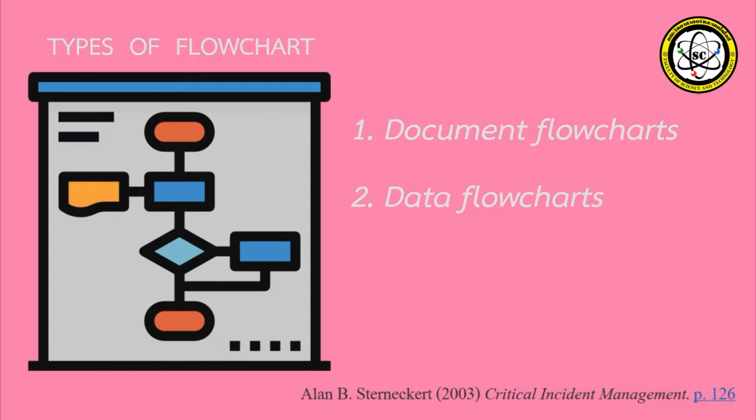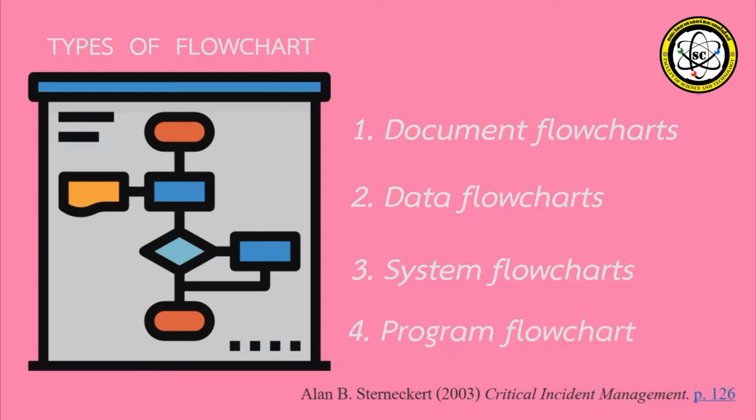The second popular type of flowchart is the data flowchart. This diagram has the purpose of showing controls over a data flow in a system. System flowcharts are the third type, showing controls at a physical or resource level. The fourth type of flowchart, the program flowchart, shows the controls in a program within a system.